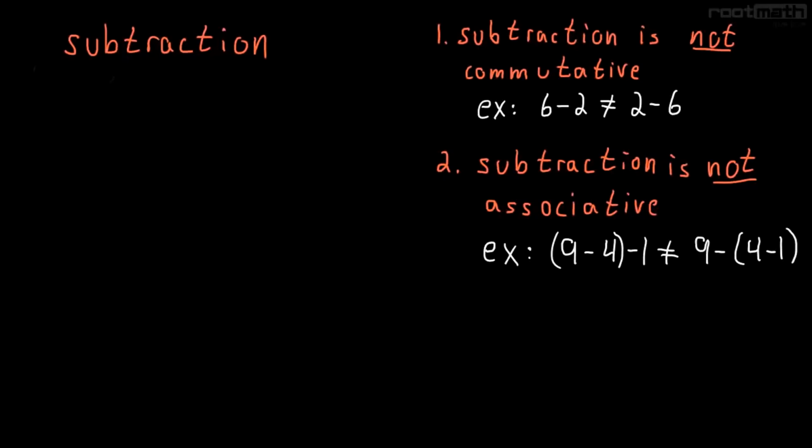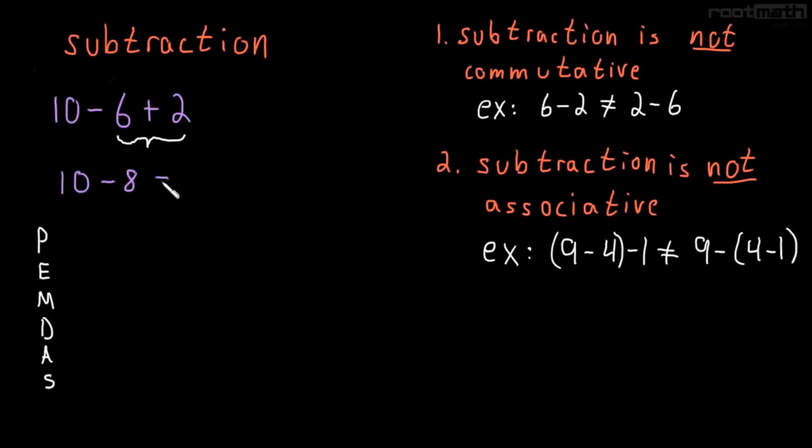Okay, another reason that subtraction is not that great is because sometimes it can be confusing with the order of operations. So for instance, 10 minus 6 plus 2. Maybe we're not sure, should we do subtraction first or should we do the addition first? So we think of the order of operations: parentheses, exponents, multiplication, division, addition, and subtraction. And that looks like we're supposed to do addition first. Addition comes before subtraction. So this would be 10 minus 8, which would be 2. But that's wrong. That is the wrong answer.